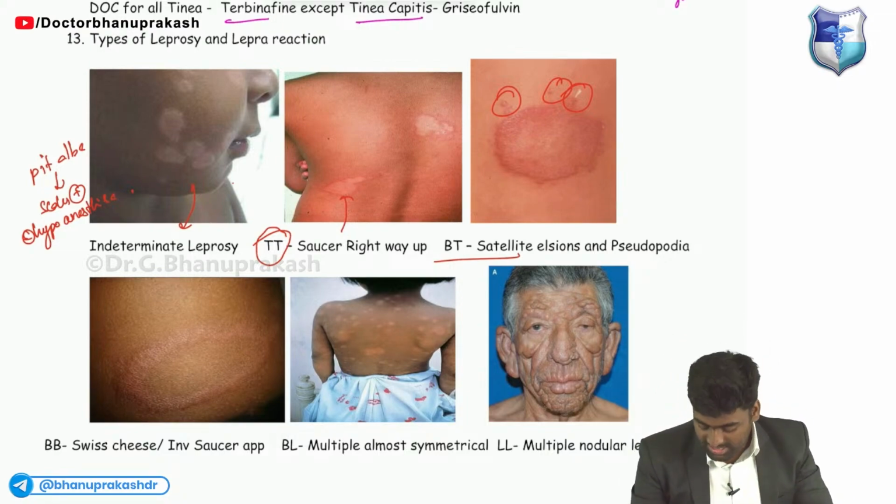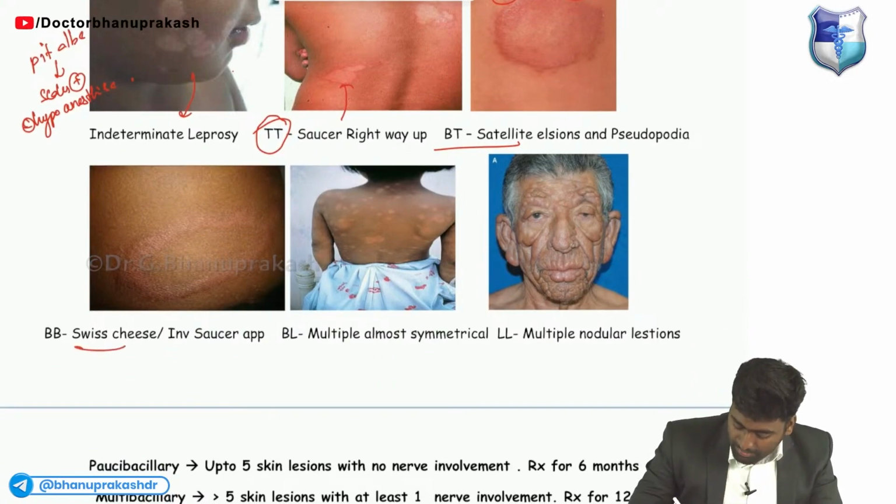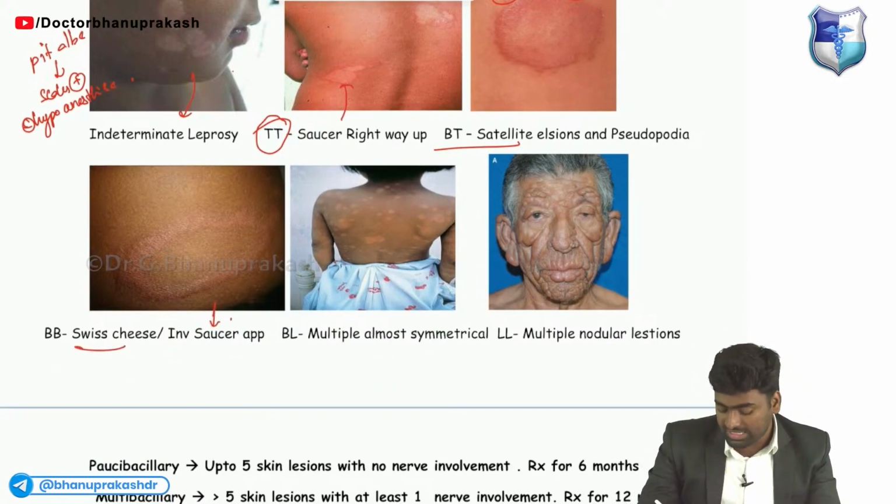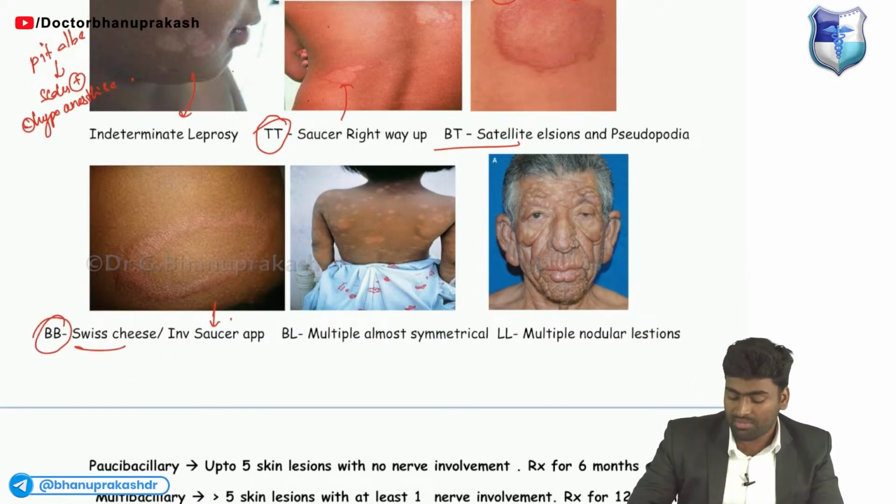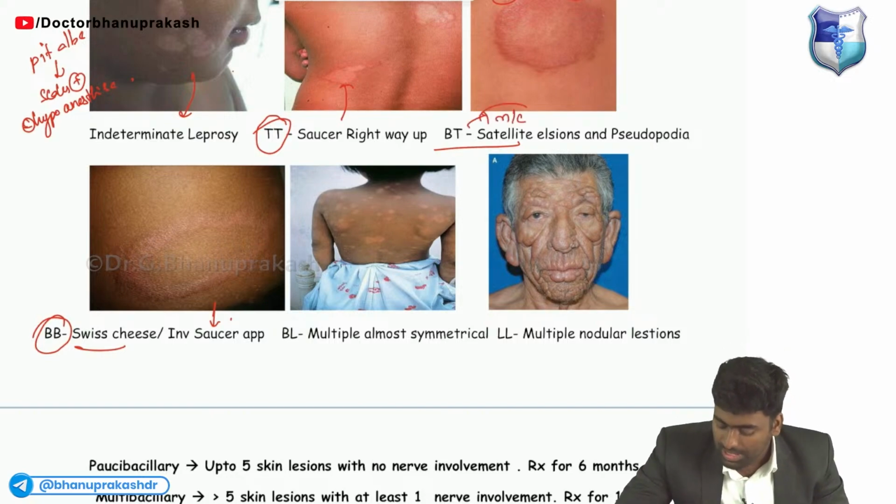These scaly white patches are known as pityriasis alba, which is most commonly seen in children. Okay? And next, if you are able to see this type of inverted saucer appearance, it will be seen in the case of BB type of leprosy. Whereas in India, the most common one is the BT type of leprosy.